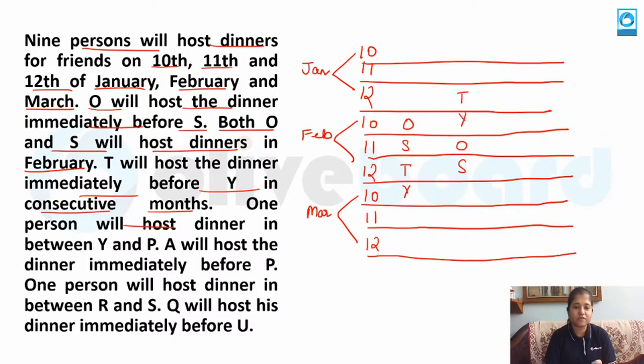Now, one person will host the dinner between Y and P. So there is one person between Y and P. A will be immediately before P, like this. Then we have one person between R and S, so R will be here. Then Q will host his dinner immediately before U. So Q is immediately before U.